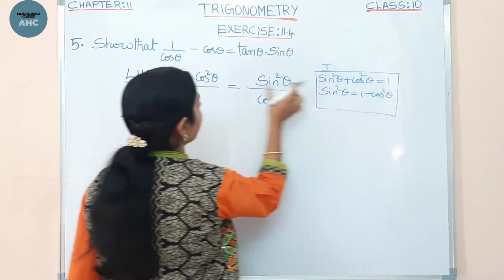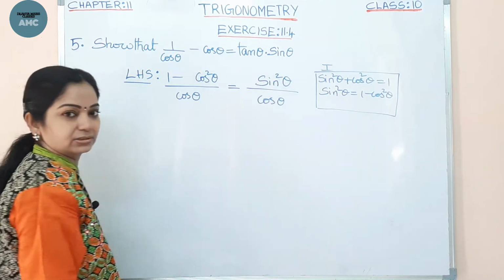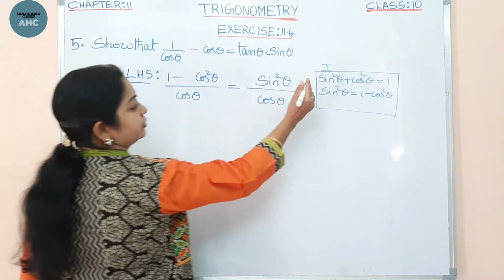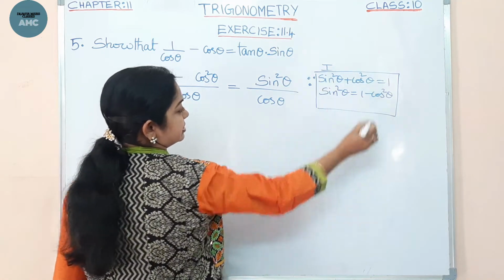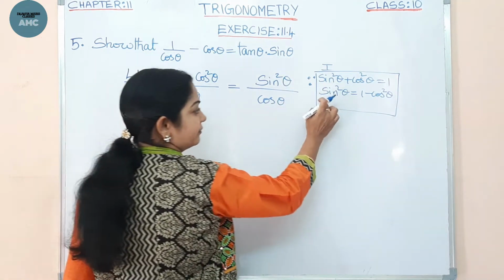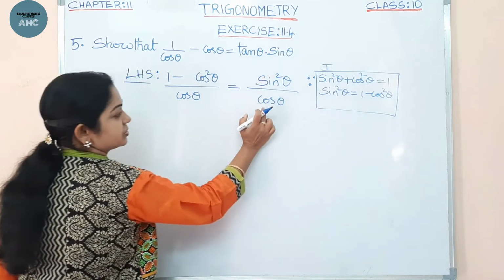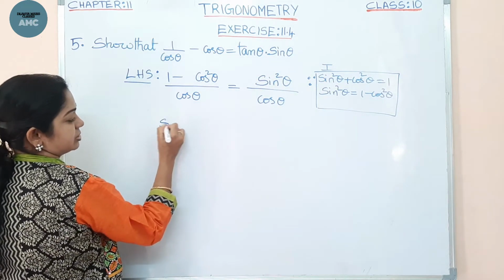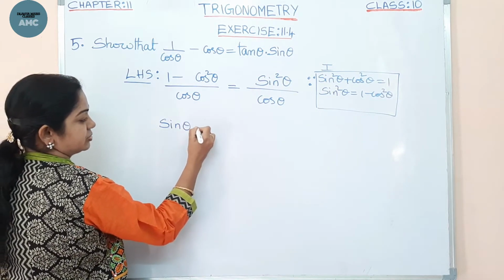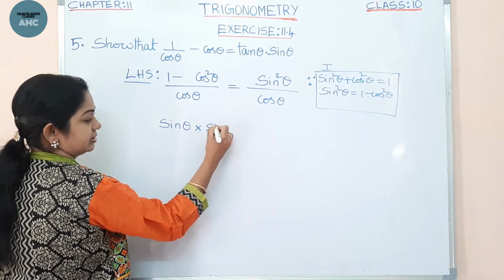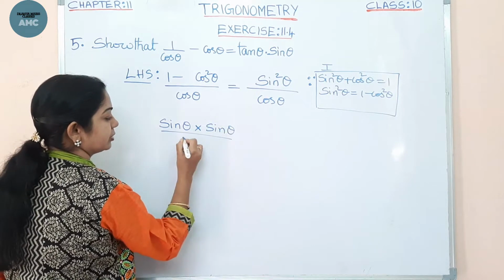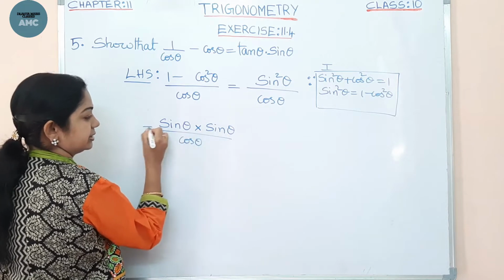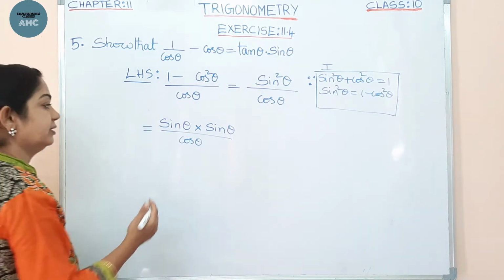So instead of 1 minus cos square, I have simply written it. So we have used that. Since the identity is this, from the identity we have deduced another equation. Now sine square by cos theta. So I will split sine square into sine theta into sine theta by cos theta. You can write it like that because it is sine square theta twice.